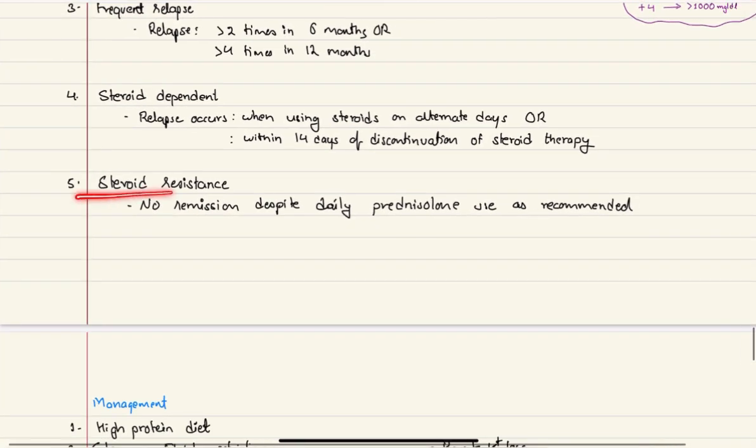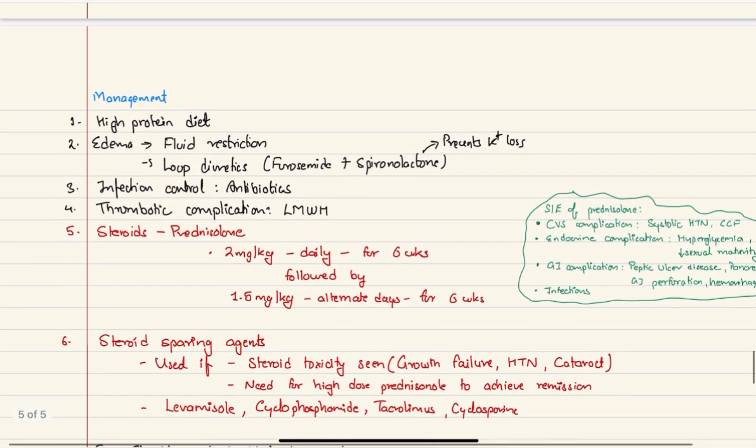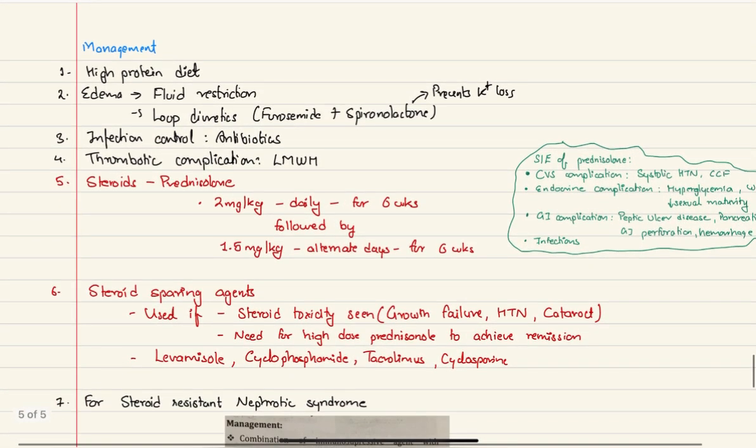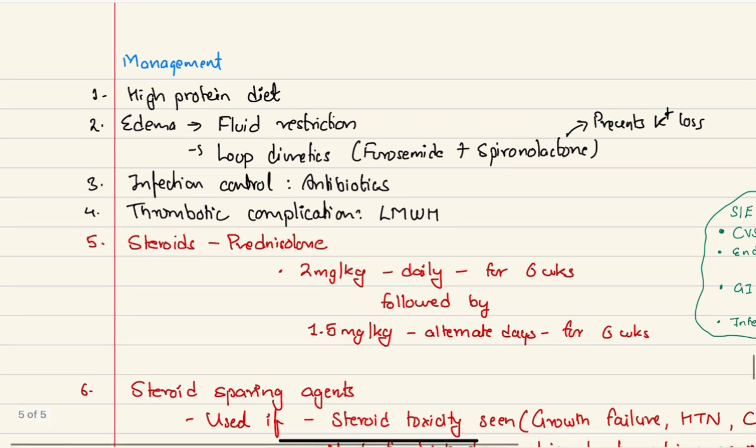And lastly, there is steroid resistant, where there is no remission at all despite daily using of steroids or the prednisolone. Now coming to the management of the nephrotic syndrome. So the management first step here is high protein diet, obviously, because we are losing proteins from the blood vessels. Then for edema, we can do fluid restriction and give loop diuretics like furosemide plus spironolactone, but we have to be careful about the potassium level in case if we are giving spironolactone.